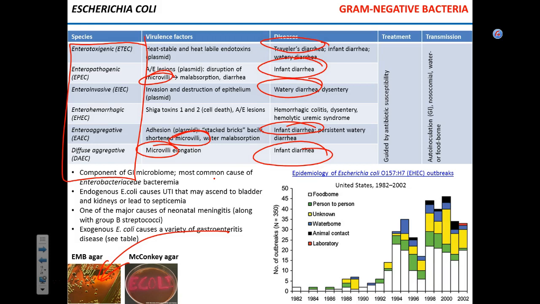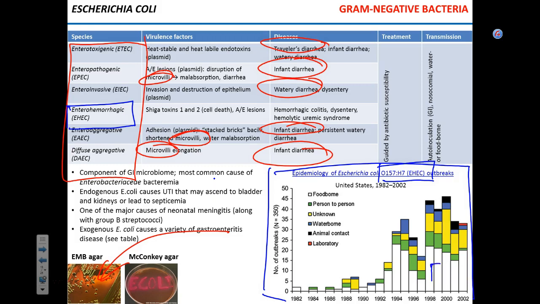Now, one strain of E. coli, so-called enterohemorrhagic E. coli, stands out. Okay? So enterohemorrhagic E. coli, its transmission is associated with food. This graph shows you the transmission of enterohemorrhagic E. coli in the United States. It's a famous strain, O157:H7. Enterohemorrhagic E. coli is transmitted mostly via food. Does that make sense?